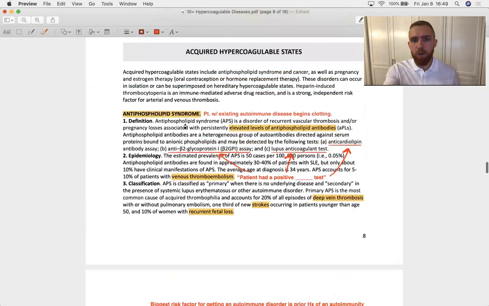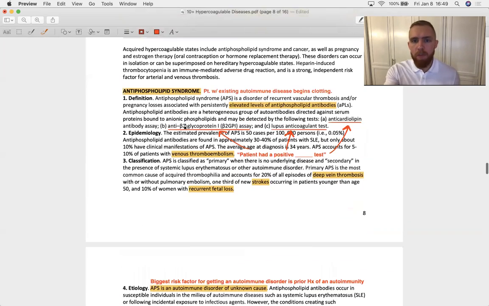So antiphospholipid syndrome is an autoimmunity that causes you to get a lot of clots. And this can present as a DVT, or it could present as a new onset stroke in a very young person, or pulmonary embolism in a young person, so that suspicious thrombosis.